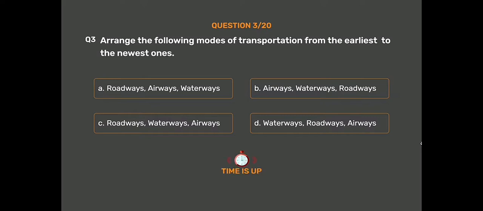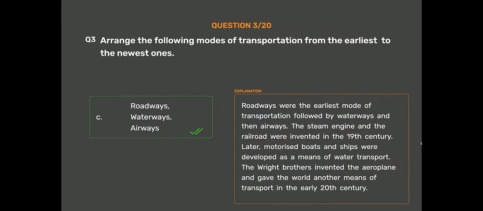The correct answer is option C. Roadways, waterways, airways. Roadways were the earliest mode of transportation, followed by waterways and then airways. The steam engine and the railroad were invented in the 19th century. Later, motorized boats and ships were developed as a means of water transport. The Wright brothers invented the aeroplane and gave the world another means of transport in the early 20th century.